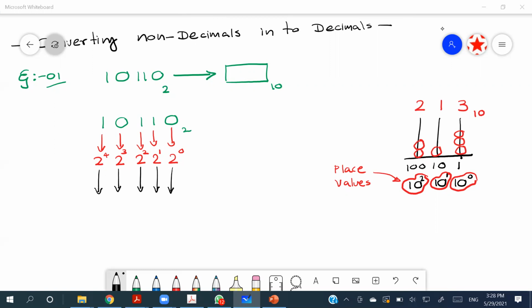2 to the power 0, what's the value? Yes, 1, very good. Any number to the power 0 is going to represent 1, right? Not 0. 2 to the power 0 means 1. Even 3 to the power 0 means 1. 10,000 to the power 0 means 1 again, right?